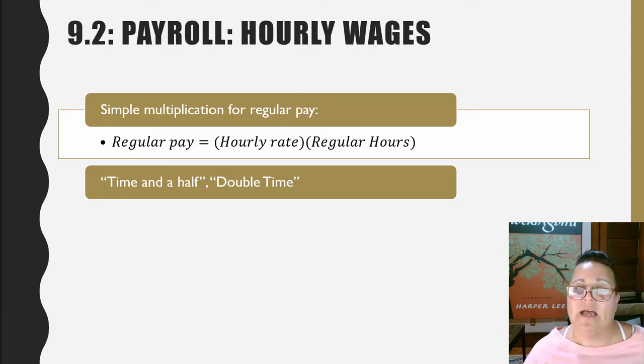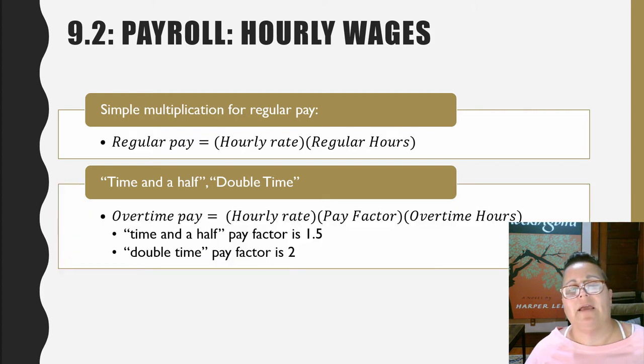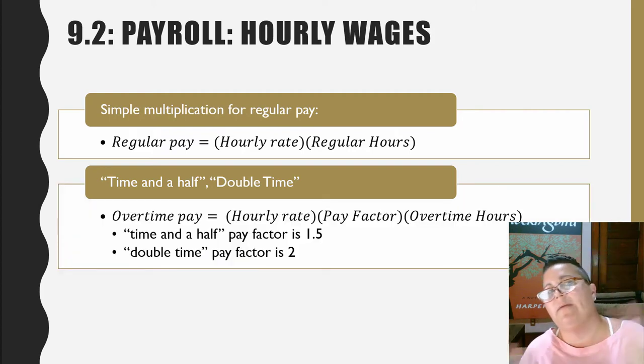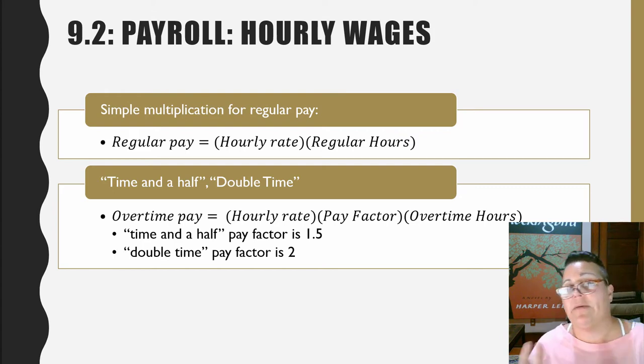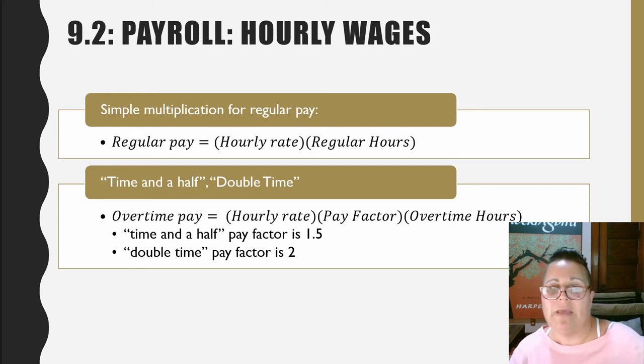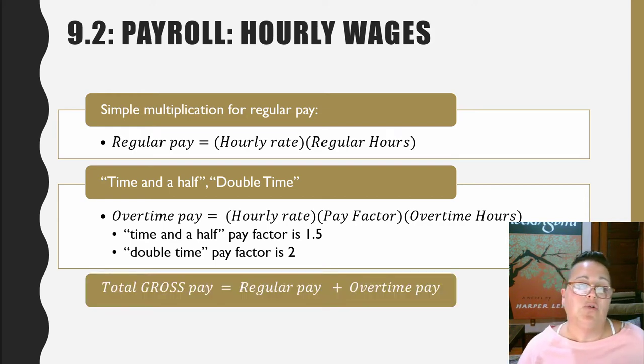Time and a half and double time are overtime and holiday pay. Whether you get double time for holidays or time and a half is entirely up to your employer. I've worked for employers that don't give holiday pay at all, and I've worked for employers that do. Overtime is something that you should get, and again, overtime is additional pay for hours worked above the standard work week or the standard pay period. In both cases, your total gross pay is whatever your regular pay was, plus any overtime/holiday pay.